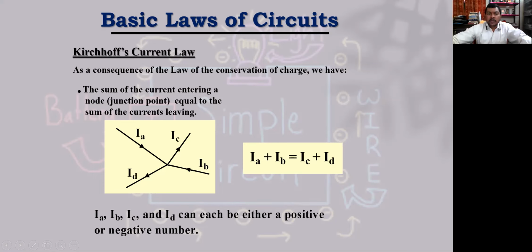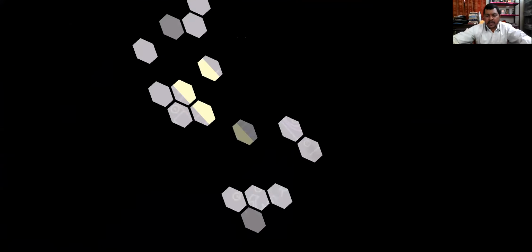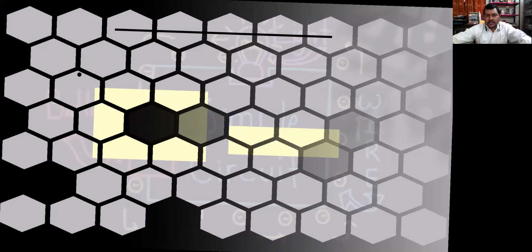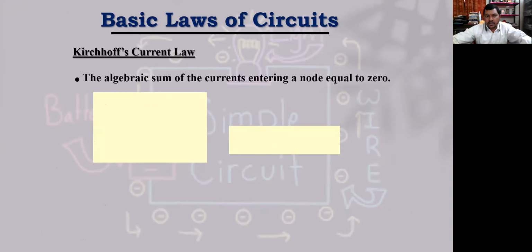That is, the sum of the currents at a node is equal to 0. Summation of the currents at a node is always equal to 0. This is another definition of Kirchhoff's current law. So can we try some examples on that? Let us try this example of Kirchhoff's current law.